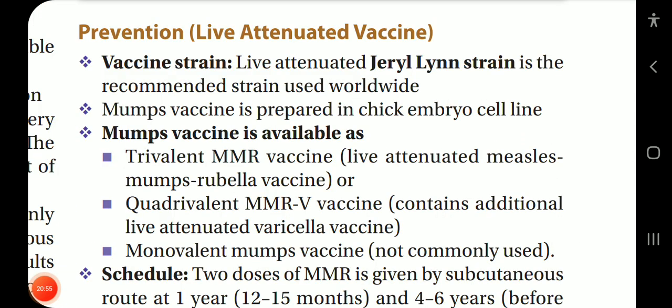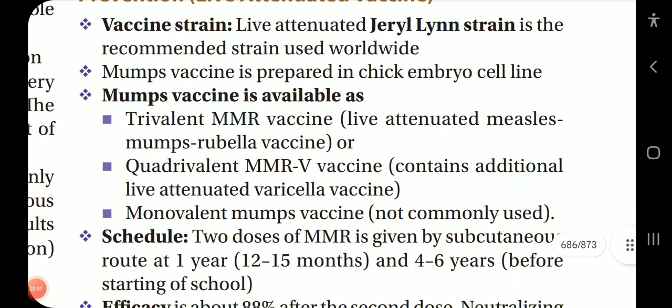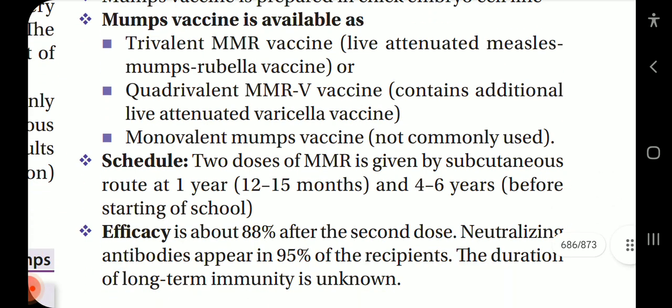Now, prevention. Live attenuated Jeryl Lynn strain is the recommended strain for use worldwide. Mumps vaccine is prepared in chick embryo cell line. Mumps vaccine is available as trivalent MMR vaccine, live attenuated measles, mumps, rubella vaccine, or quadrivalent MMR-V vaccine, which contains additional live attenuated varicella vaccine. Monovalent mumps vaccine is not commonly used.